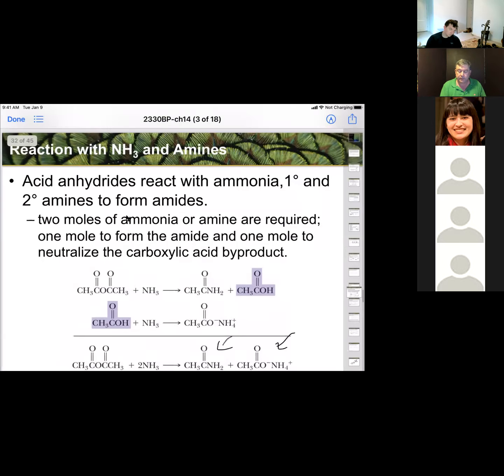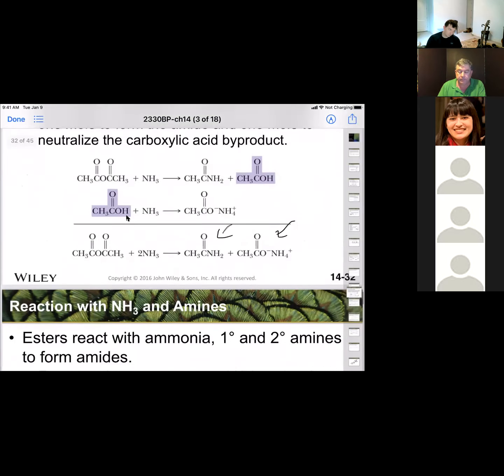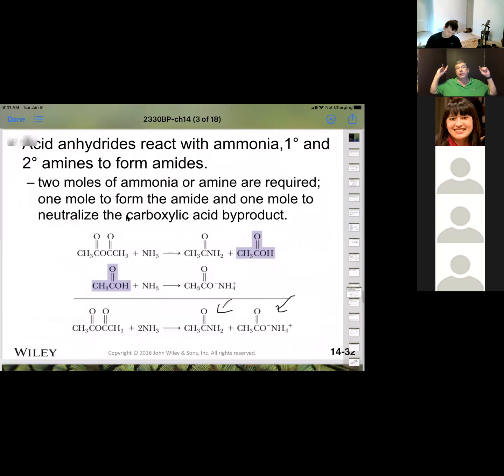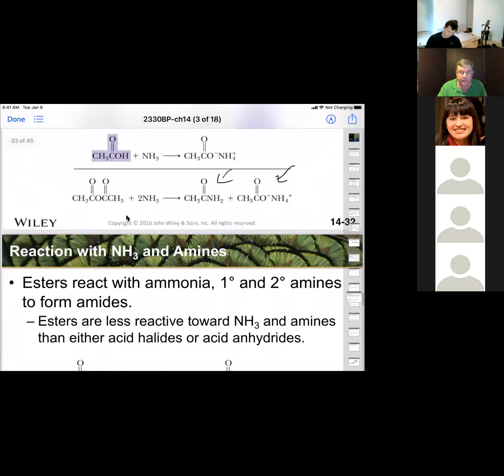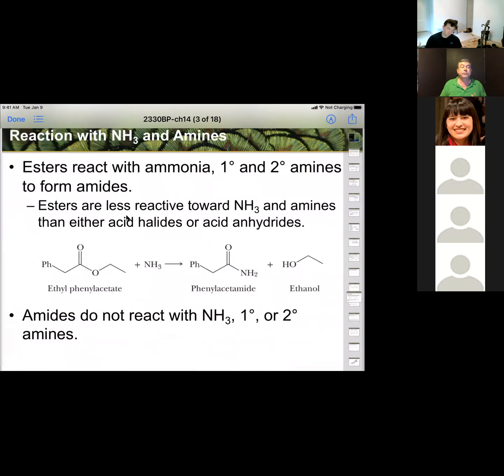Actually, the salt is on the right and the amide's on the left. Okay, so we were able to take a really good nucleophile and displace a chloride. We were able to take a really good nucleophile and displace a carboxylic acid. We can do that again by displacing that alcohol in an ester, okay?